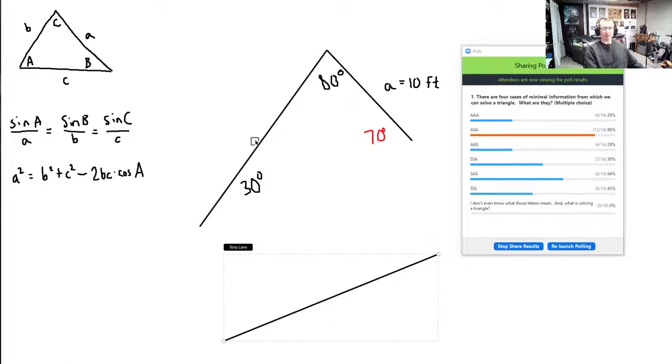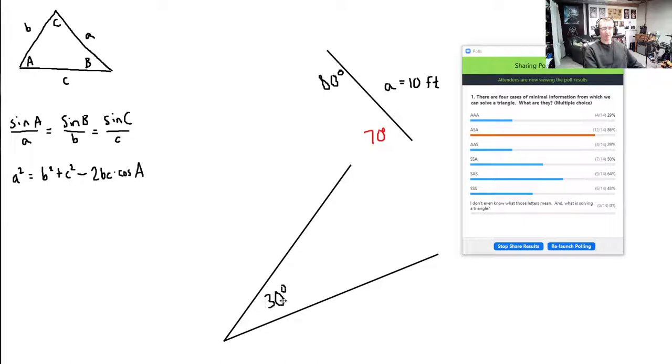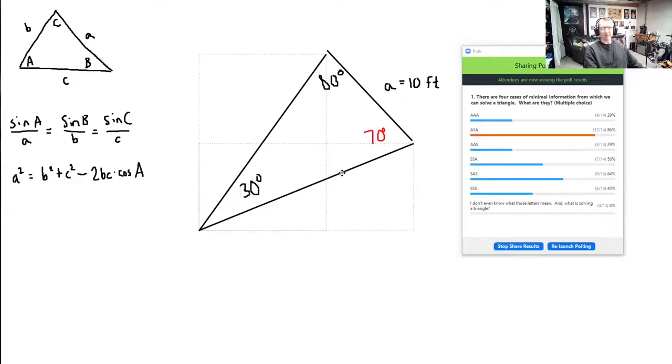Let me slide these down first, and then I can select them together. Here we go. We're working the situation. All right, we're getting around it.